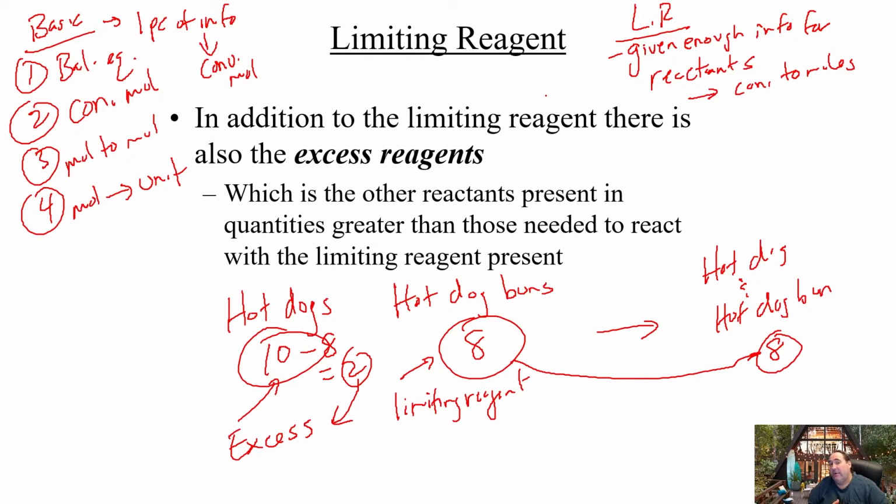So that's why it's a basic problem. You don't have to worry about limiting reagents. But if you see that, yes, in fact, I could get both pieces of information they gave me into moles, it is a limiting reagent problem.